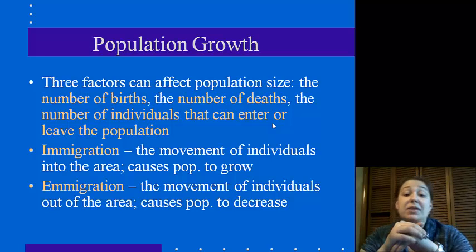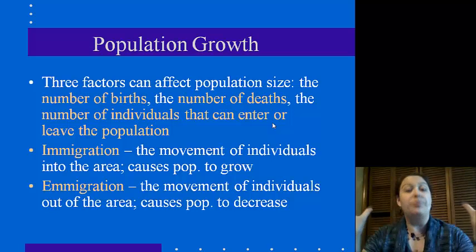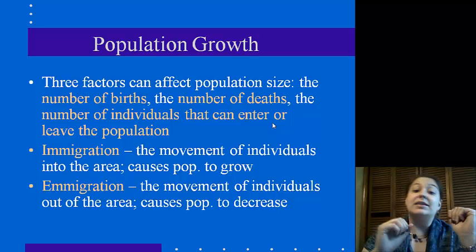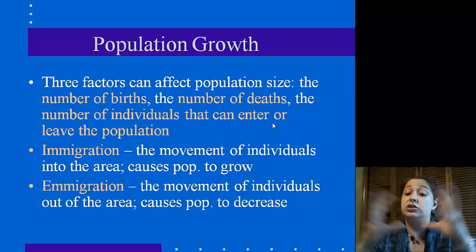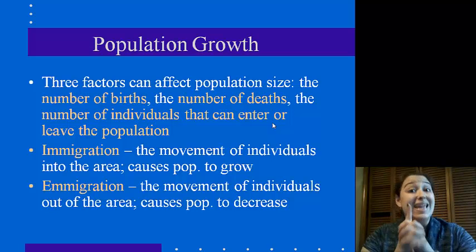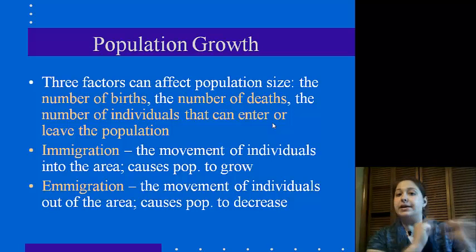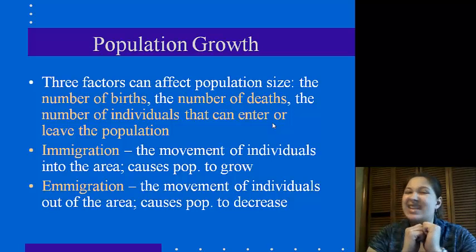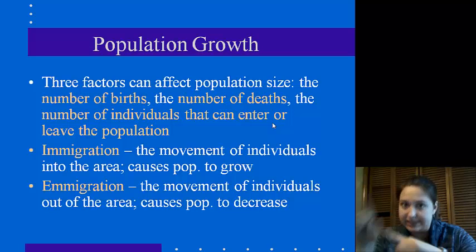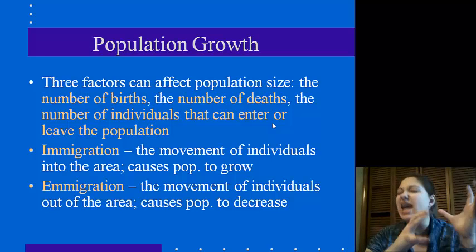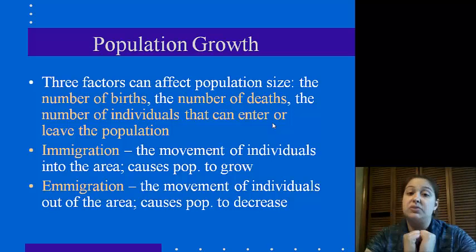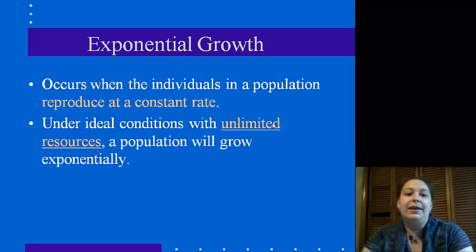Immigration is the movement of individuals into an area, causing the population to grow. Emigration is the movement of individuals out of an area, causing the population to decrease. Immigration, with an I, they come in. Emigration, with an E, they exit. The way you can remember it.